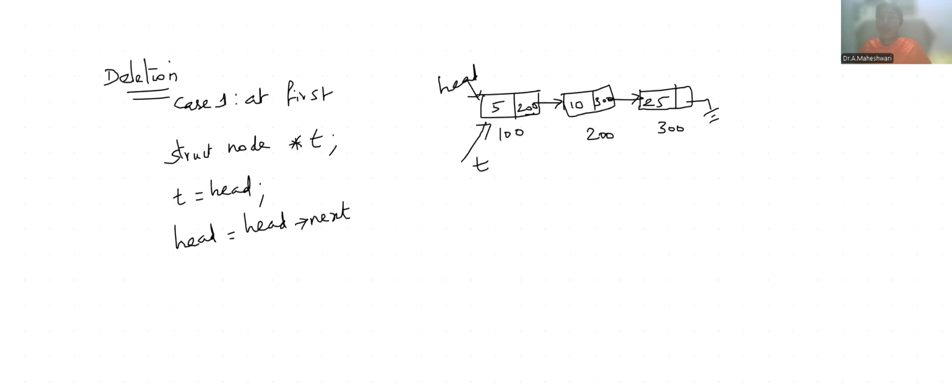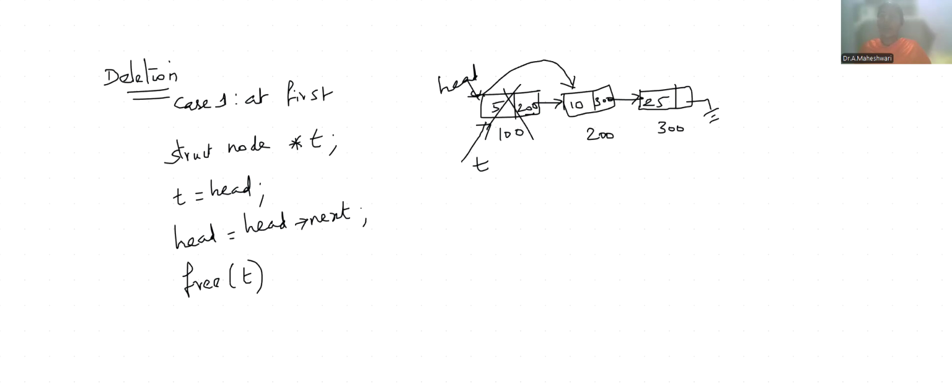So 200, this is only the head of next. This is only the T of next. So head is equal to 200 means automatically your head pointer is now pointed at the second position. Now easily I can delete this temp node, right? So how can I do that? So free of T. That's it. This is the deleted first node. Okay, this is the first case. Now this node is deleted from the list.